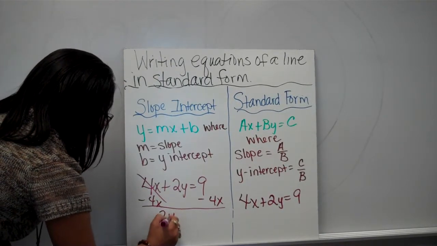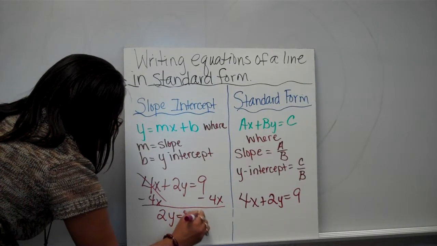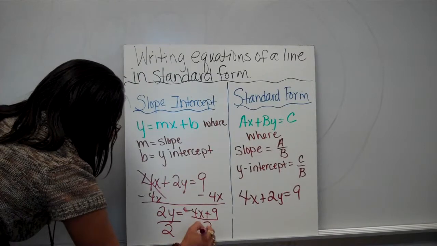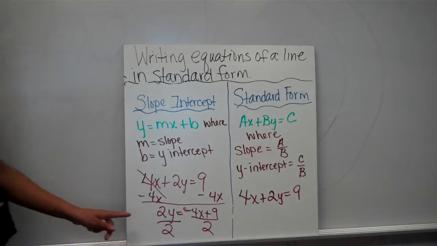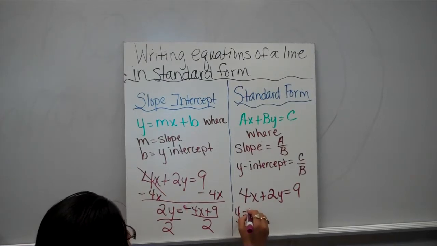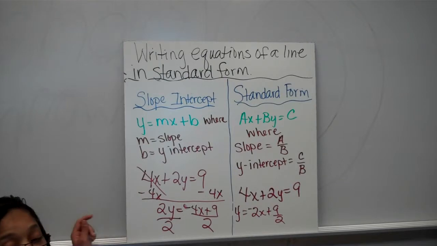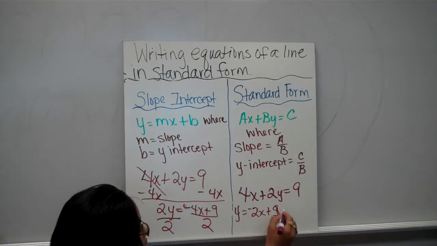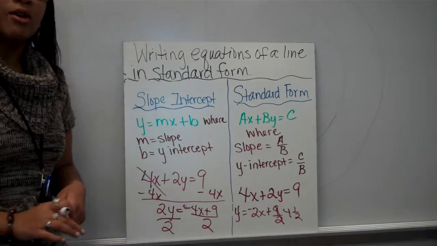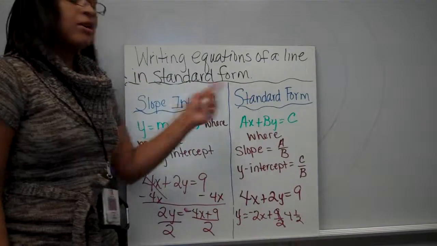That'll leave me with 2y is equal to negative 4x plus 9, and then I would divide both sides by 2. And that will leave me with y is equal to negative 2x plus 9 over 2. Or I can change this to 4.5. And that's how you put an equation in slope-intercept or standard form.